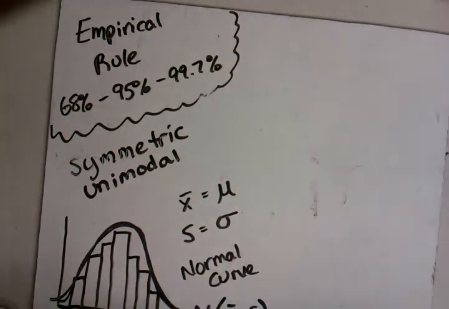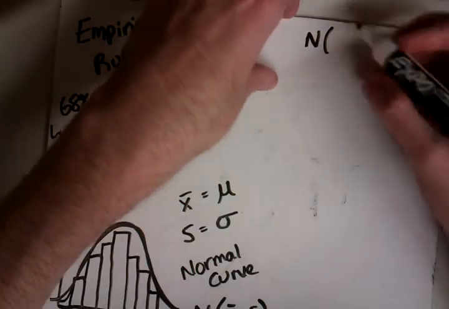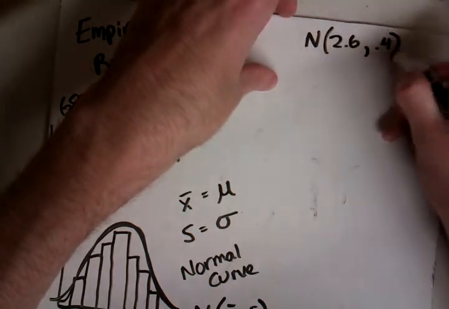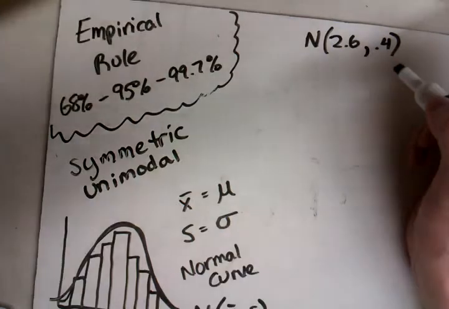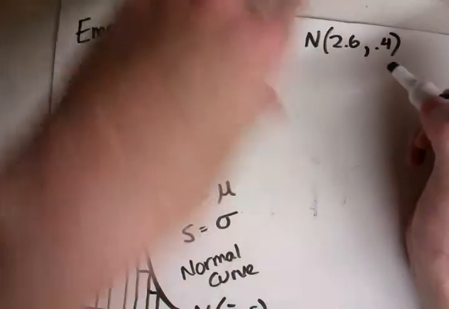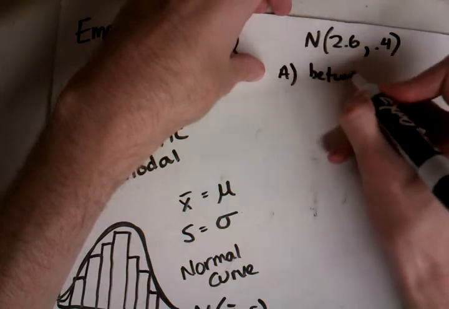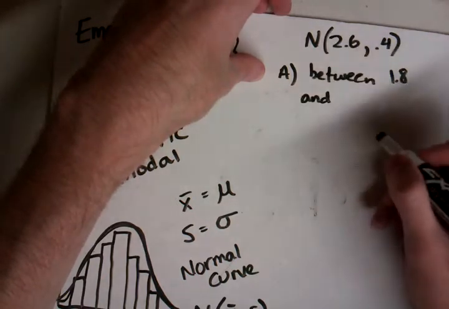So the first thing they tell us to do is sketch a curve for grade point averages at a university. They tell us that the GPAs fall under a normal curve with average 2.6 and standard deviation 0.4. And one of the questions they want to know is: find the percentage of students who have GPAs between 1.8 and 3.4.